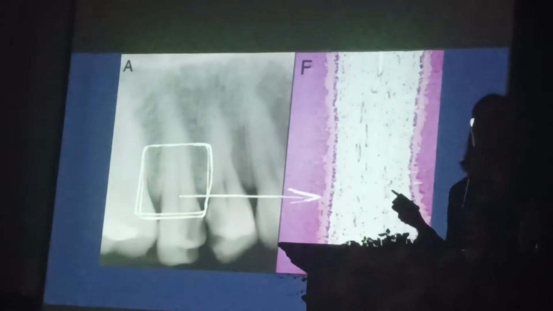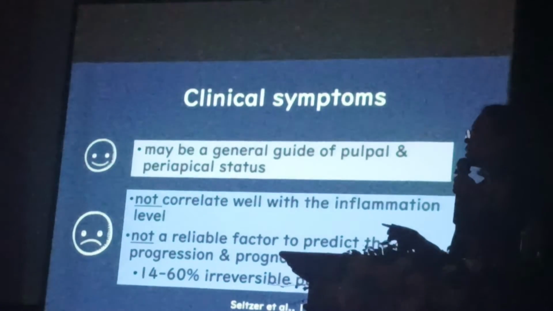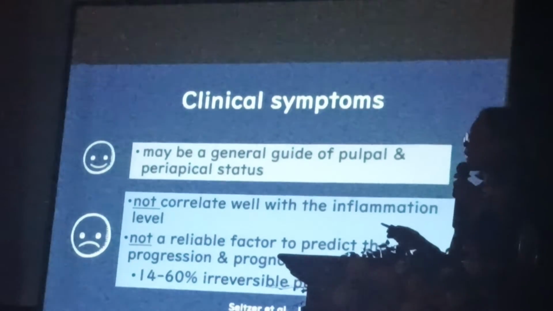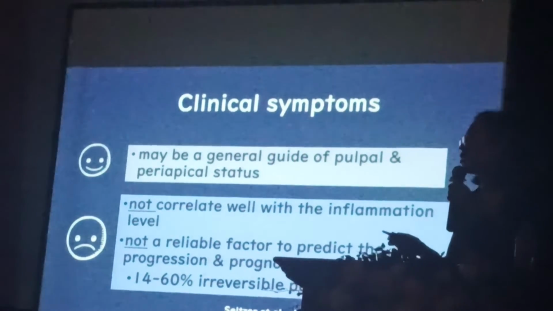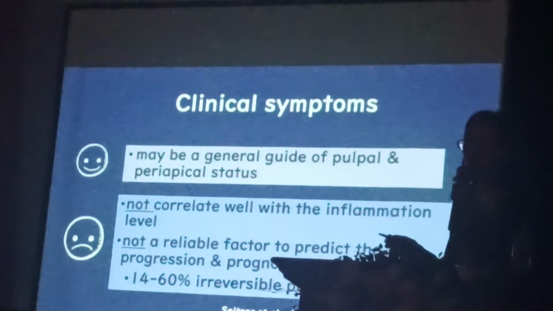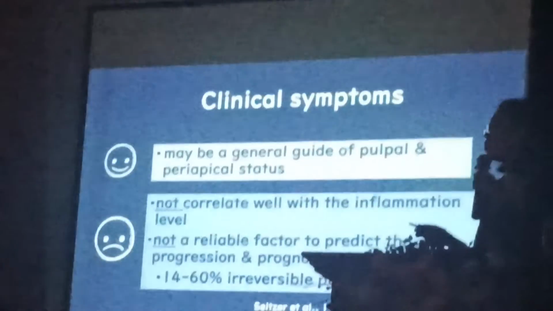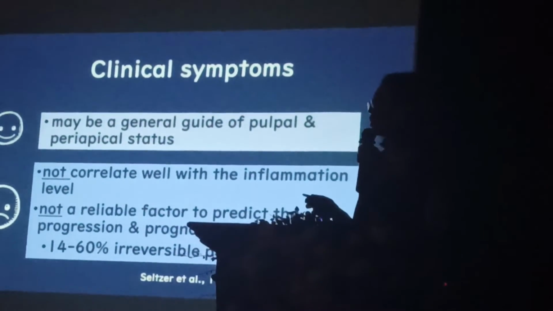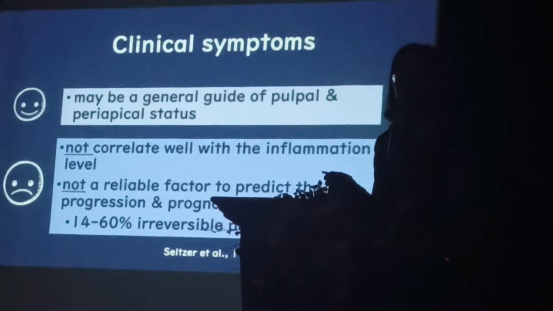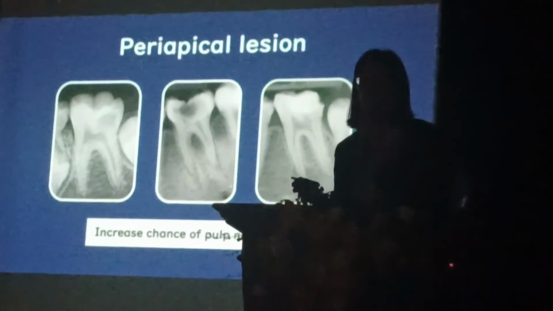Just go there, don't just go with the symptoms, because clinical symptoms may be a general guide for pulpal and periapical status, but they do not correlate well with the inflammation level, and are not a reliable factor to predict the progression and prognosis of the disease. Moreover, 14 to 60% of irreversible pulpitis cases don't have any symptoms. Okay, and periapical lesions.